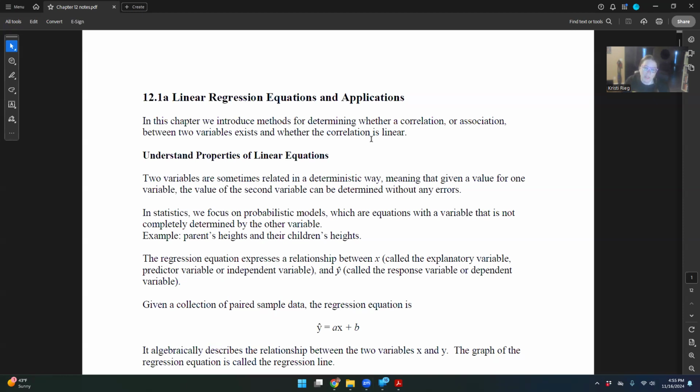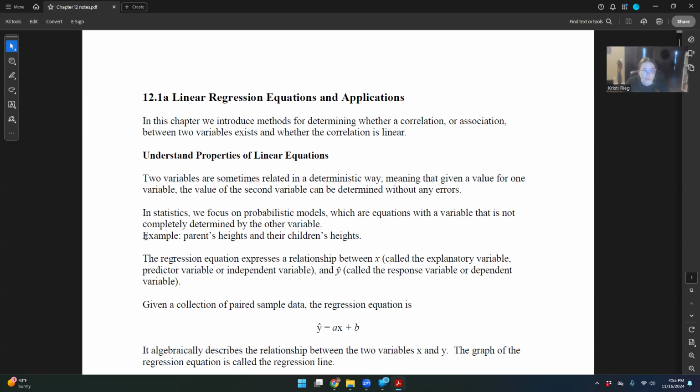So in this chapter, we're going to talk about methods for determining whether a correlation, or in other words, an association between two variables exists, and whether or not that relationship or correlation is linear. Does it make a line? So let's just talk about linear equations. There's two variables in a linear equation, and they're sometimes related, meaning a value for one can determine the second value. But that's in a perfect world where we would have an exact equation. In statistics, we use those models, but it's not so exact.